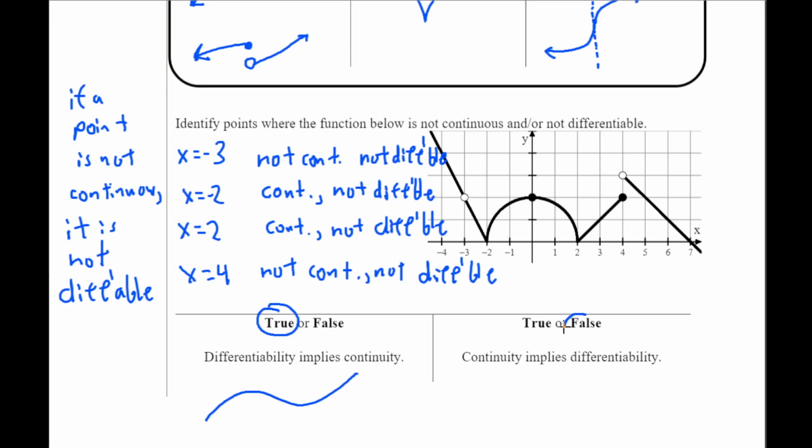This is false right here, because just because something's continuous, like that continuous function, it's not differentiable at this point because it's a corner. So be very, very careful with these.